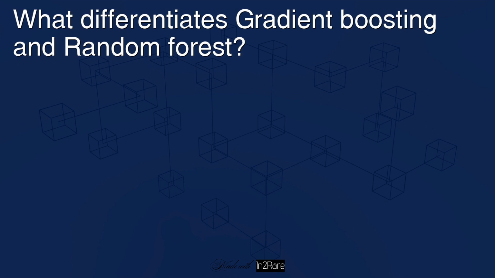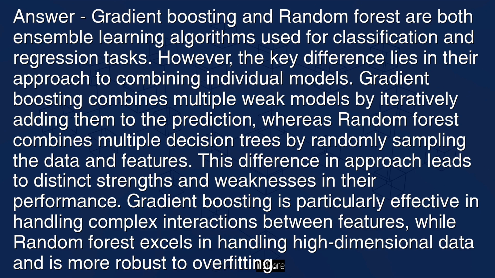What differentiates gradient boosting and random forest? Answer: gradient boosting and random forest are both ensemble learning algorithms used for classification and regression tasks. However, the key difference lies in their approach to combining individual models. Gradient boosting combines multiple weak models by iteratively adding them to the prediction, whereas random forest combines multiple decision trees by randomly sampling the data and features. This difference in approach leads to distinct strengths and weaknesses in their performance. Gradient boosting is particularly effective in handling complex interactions between features, while random forest excels in handling high-dimensional data and is more robust to overfitting.